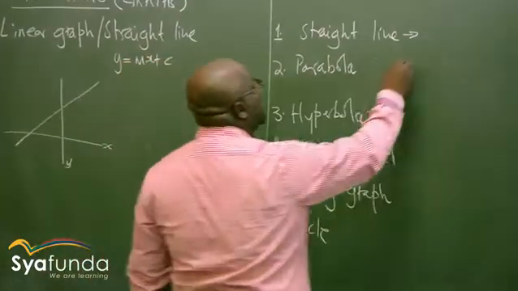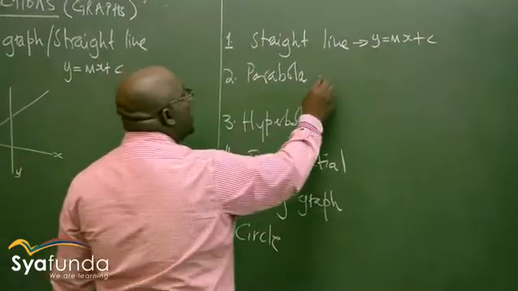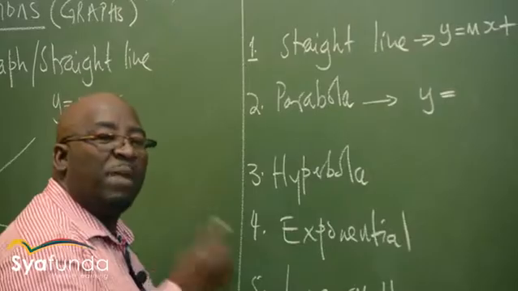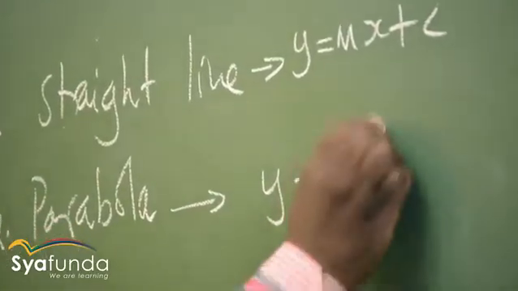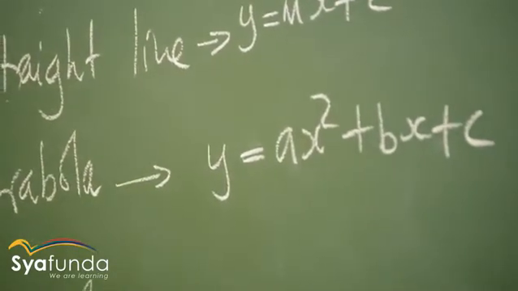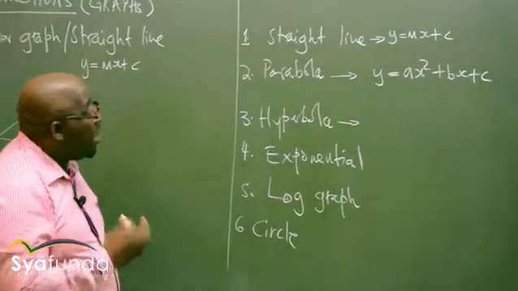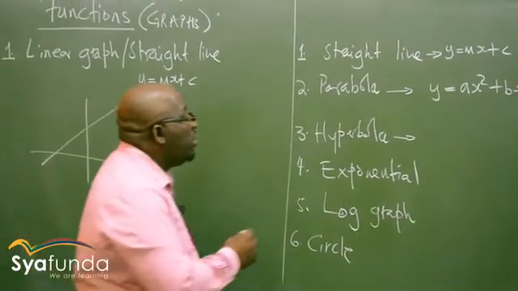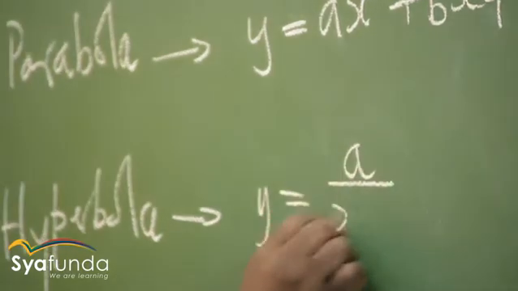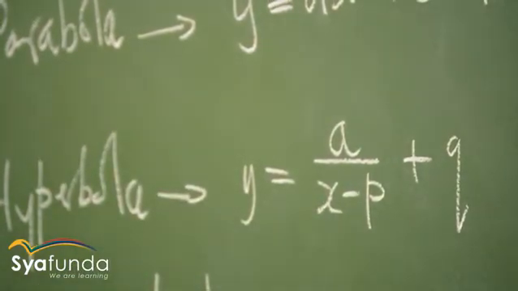The general formula for a straight line graph is y is equals to mx plus c. The general formula for a parabola is y is equals to ax squared plus bx plus c. This is the general formula for a quadratic graph or a parabola. The hyperbola will also have a general formula, which is y is equals to a over x minus p, plus q. Others use k there instead of a.